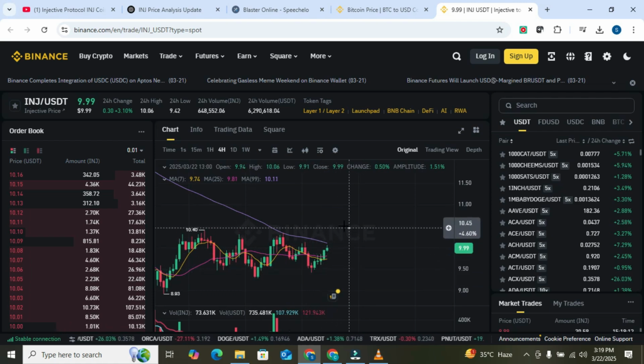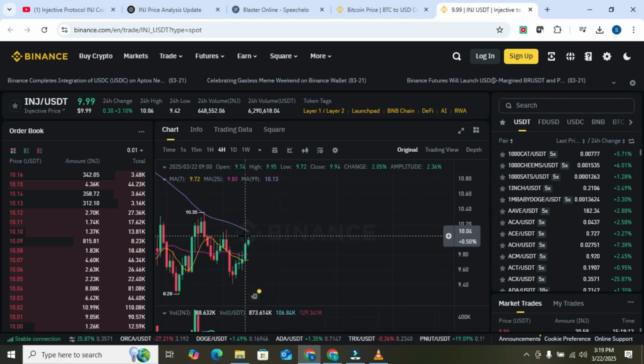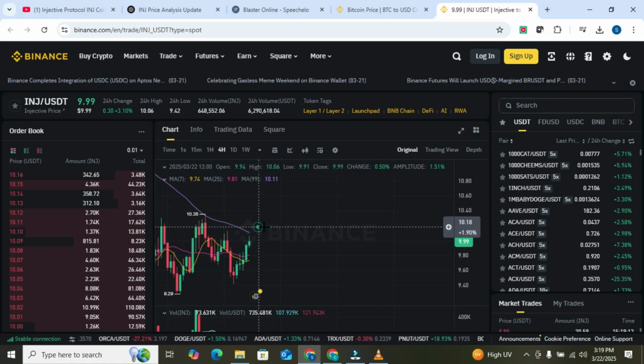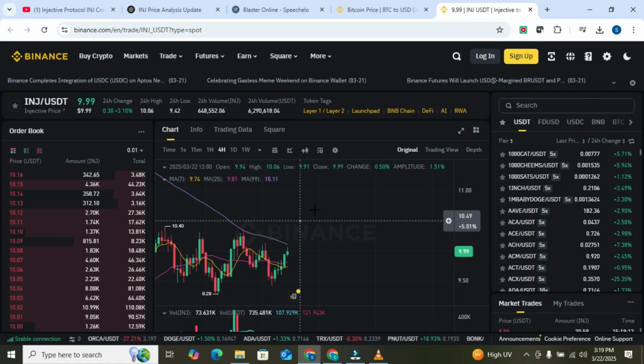Right now, though, the move up still looks like a 3-wave structure, which isn't enough to confirm a bullish reversal. If the price fails to break resistance and drops further, the next major support to watch is $8.20.